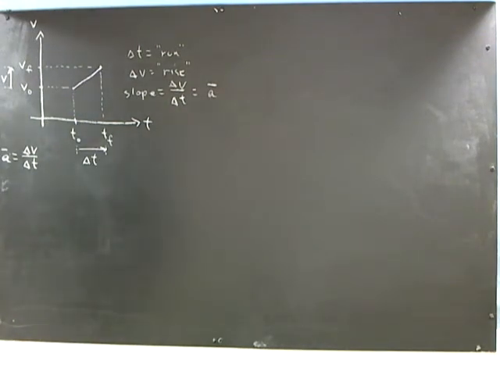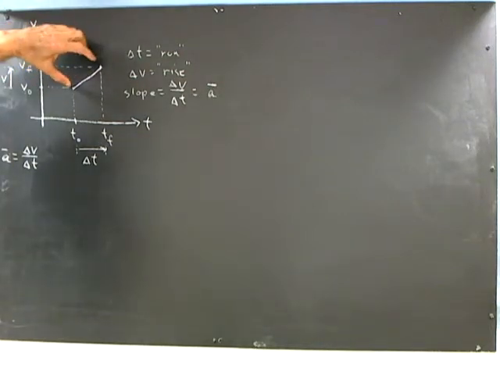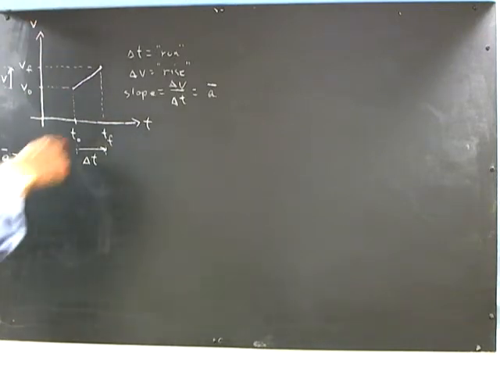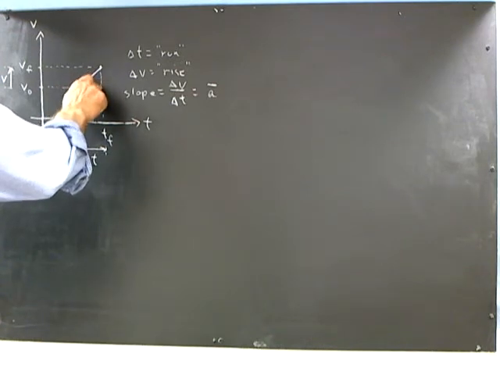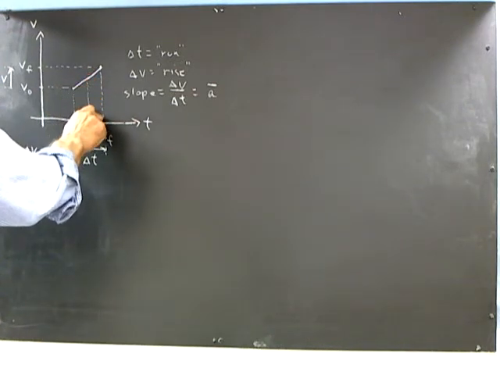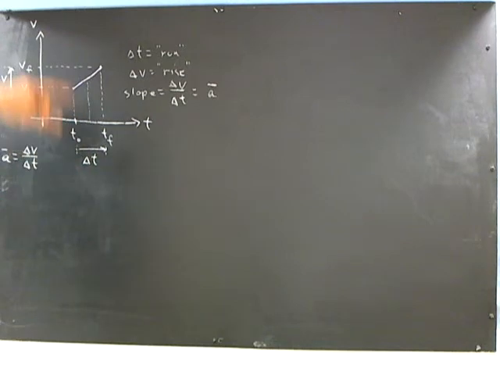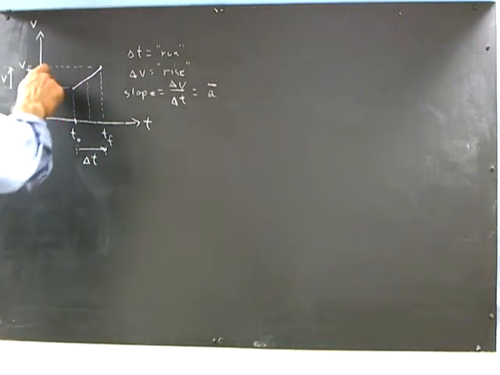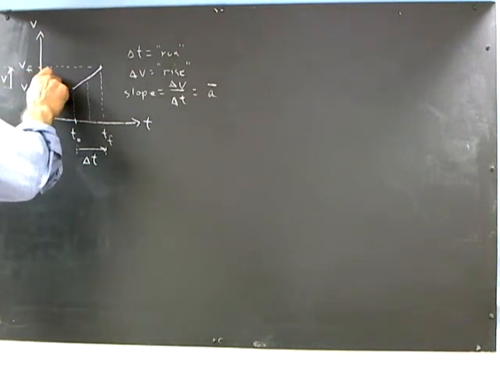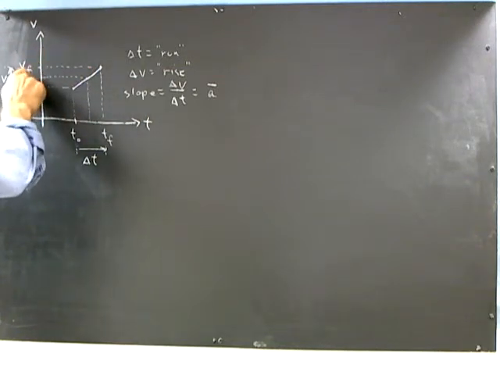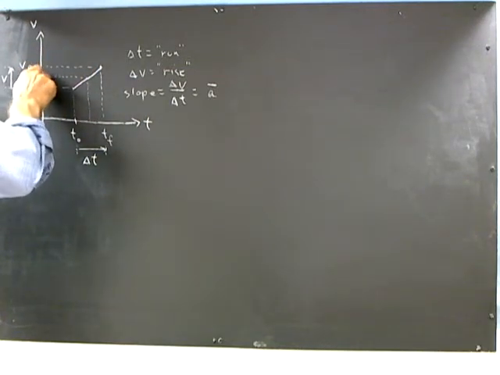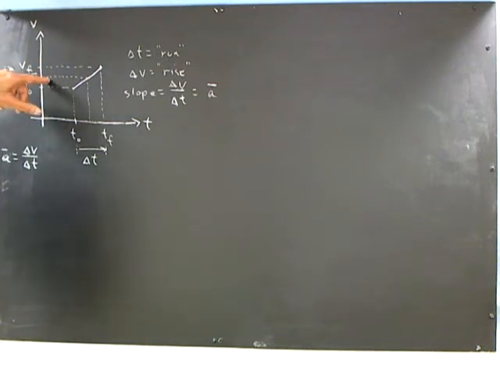And we can say even more. To the extent that the graph between these 2 points is a straight line, the average velocity will occur at the midpoint of the interval, and it will be halfway between v0 and vf. So here is our average velocity.